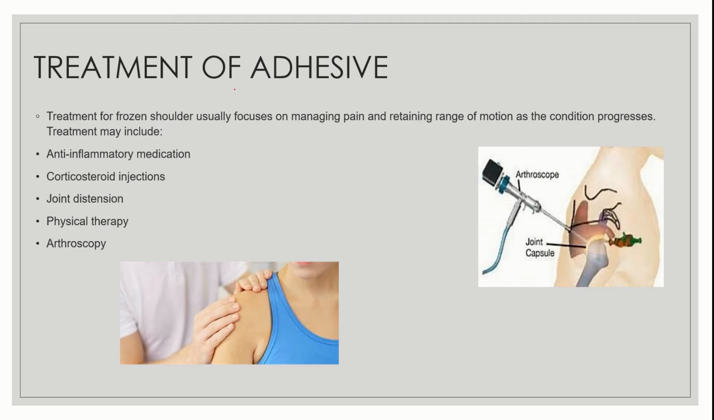What is the treatment of adhesive capsulitis? In the treatment, we can give anti-inflammatory medications, because there is going to be inflammation of the capsule of the shoulder joint. So we can give anti-inflammatories, we can give corticosteroid injections, and we can do joint distension.